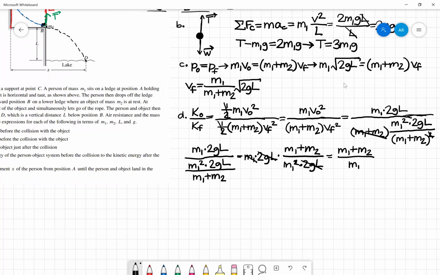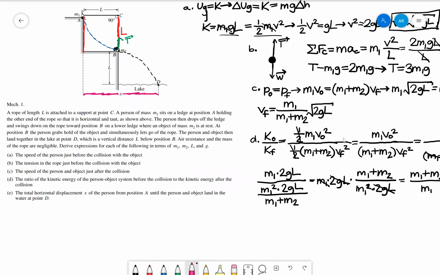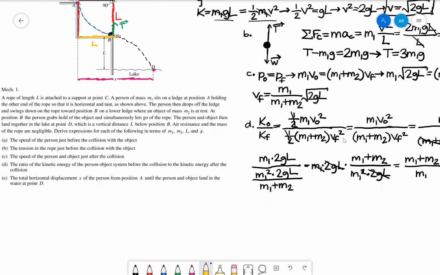Part E asks for the total horizontal displacement x of the person from position A until the person and object land in the water at point D. Basically it's asking us to find the length of this. How far from your initial position all the way up here do you land? We see that this first section, which I'm going to highlight in yellow, we already know is L. So we need to find this distance over here, which I'm going to call D, and then we can add L and D to get our final length X.